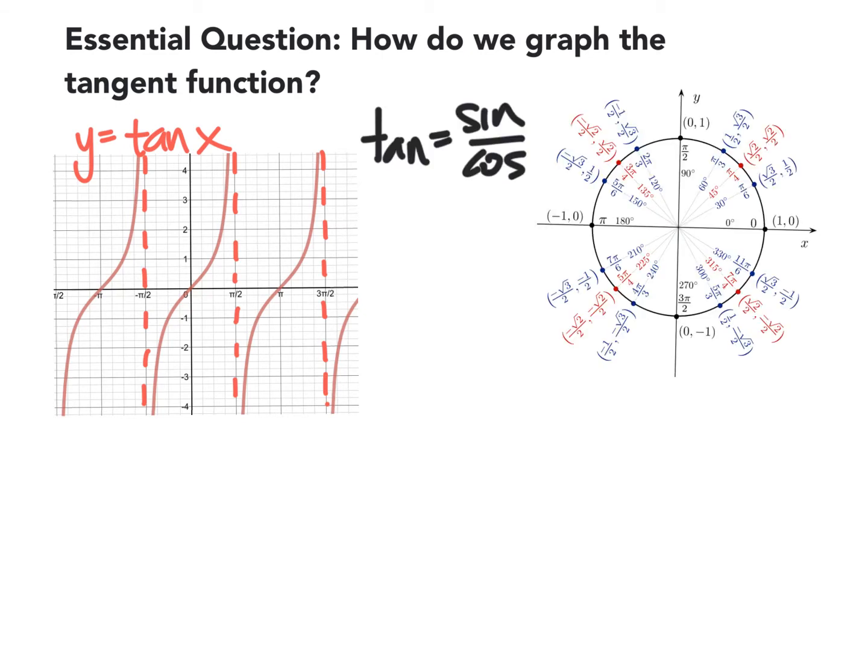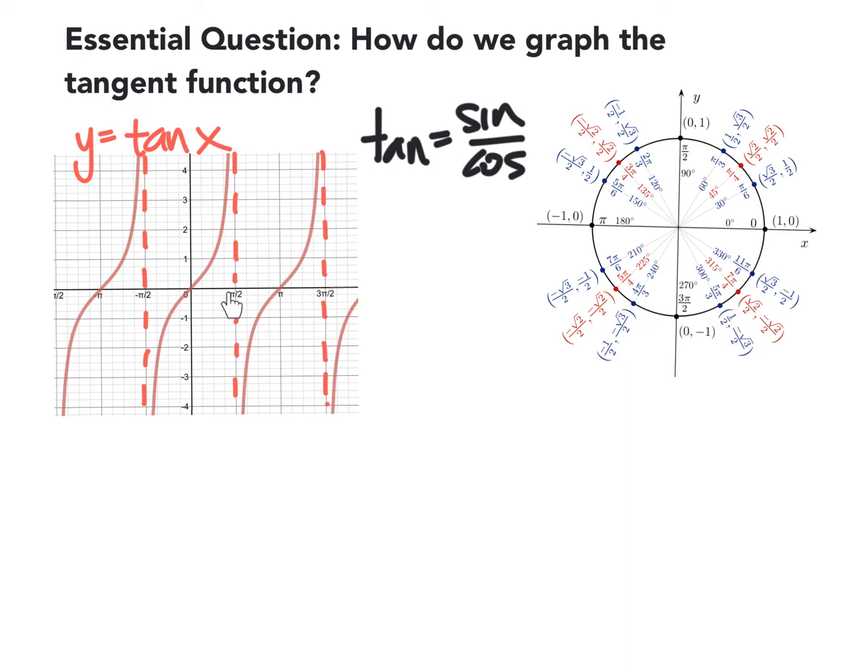And if you're wondering where these vertical asymptotes come from, well, remember that tan is just sine over cosine. So like here at pi over 2, you can see pi over 2 right here, sine over cosine would be 1 over 0, which is undefined, which gives me these vertical asymptotes. And this happens every pi times around the circle.